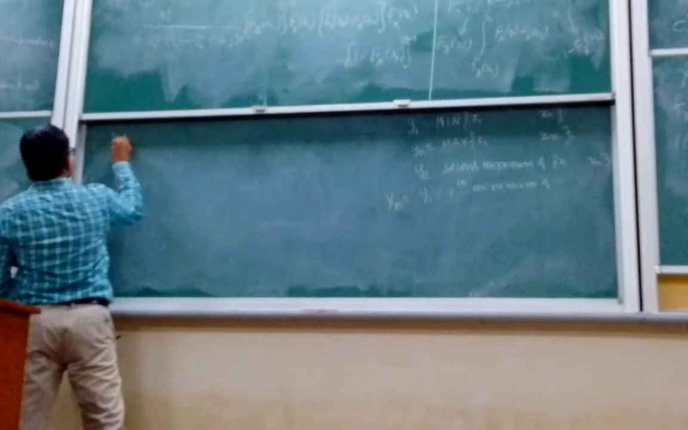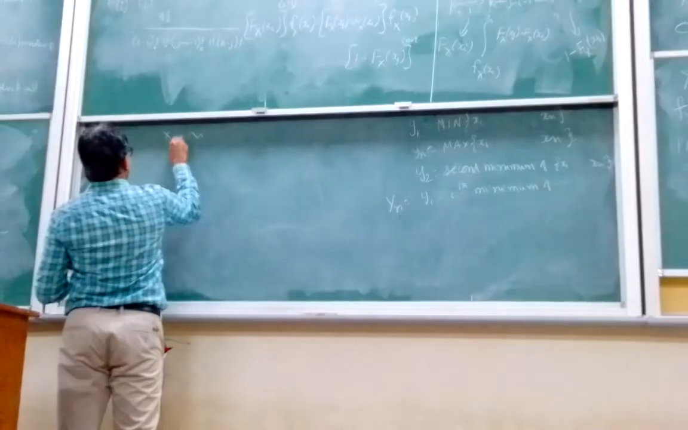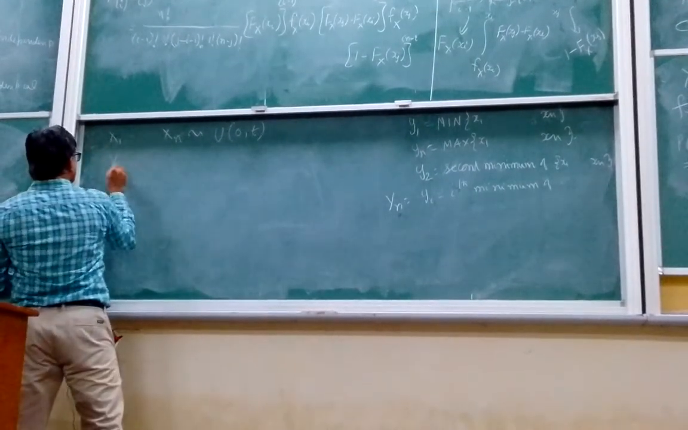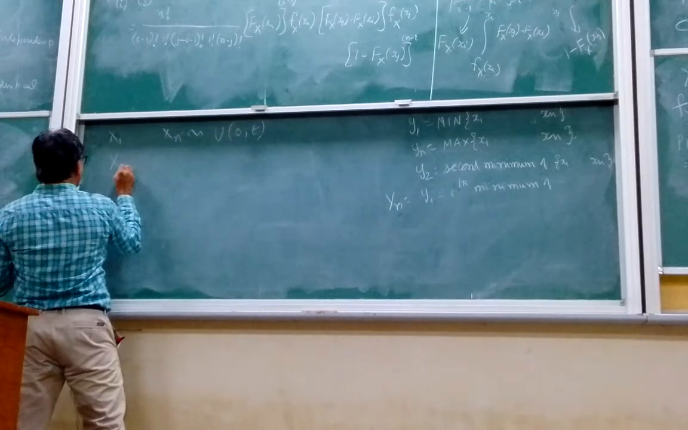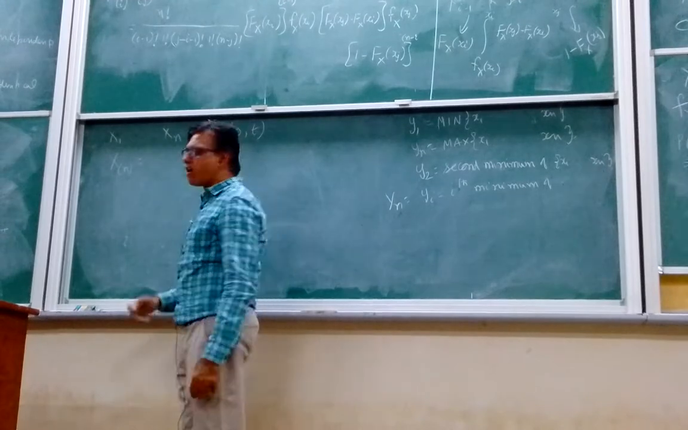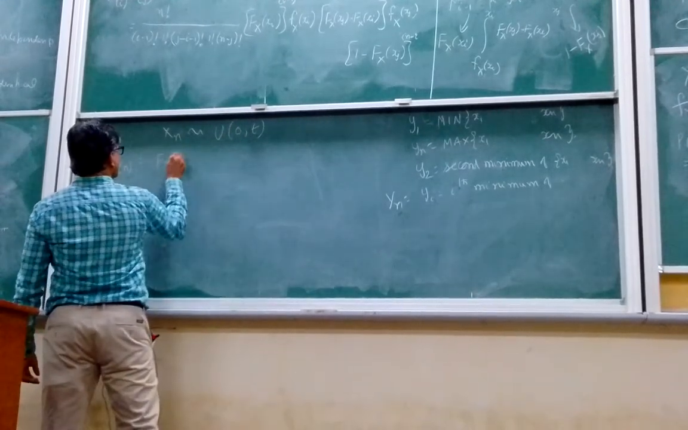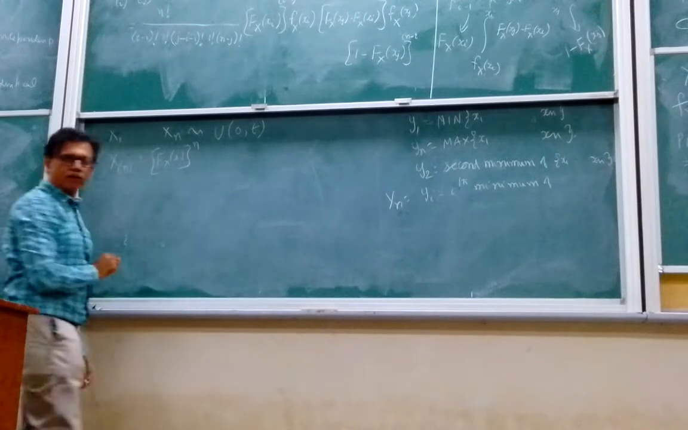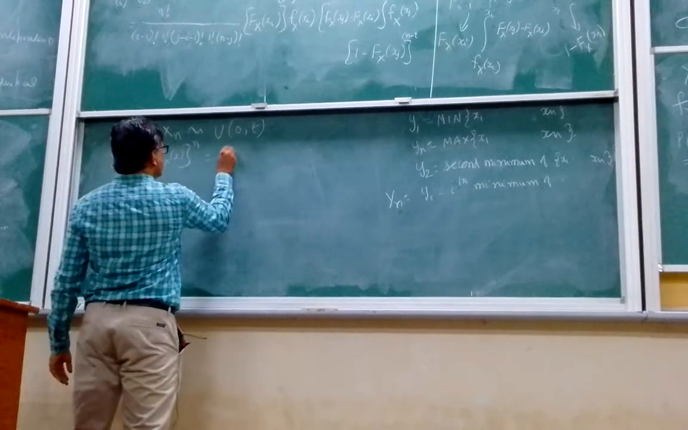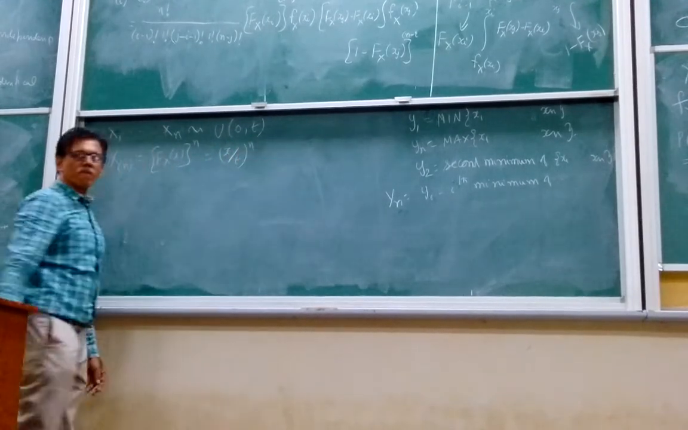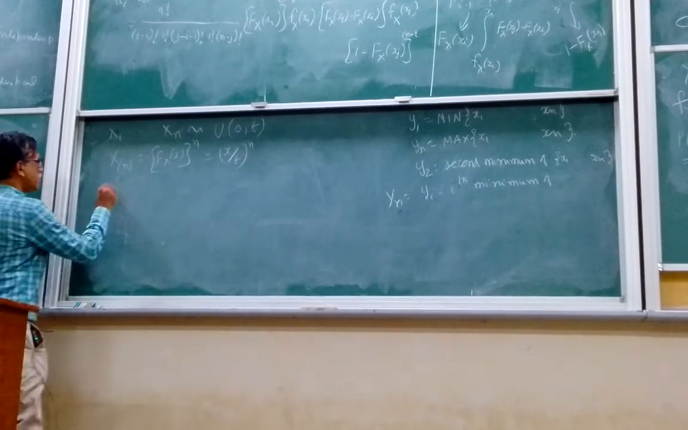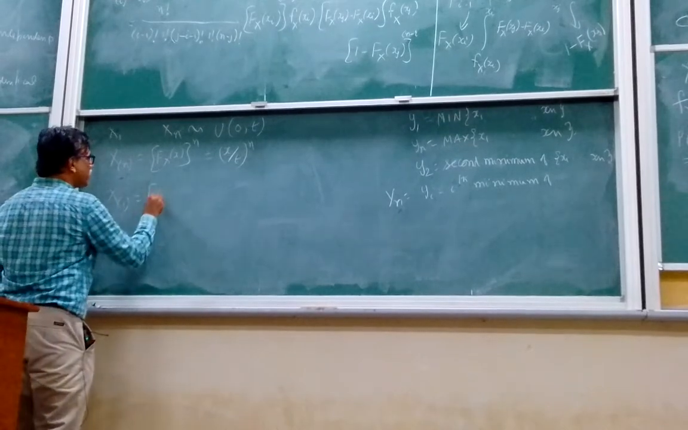So if you have X1 to Xn, they are all uniform 0 to t random variables. I want X(n). What is it? It is the maximum. What is the formula? This is the formula for maximum. That is simply (x by t) whole power n. That's it. And the minimum, that will answer the first question which I have asked.